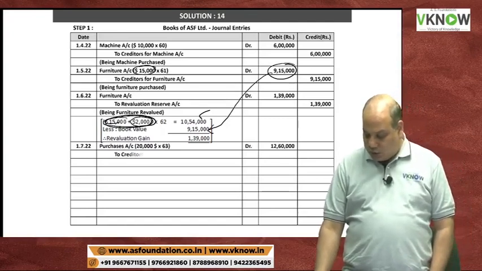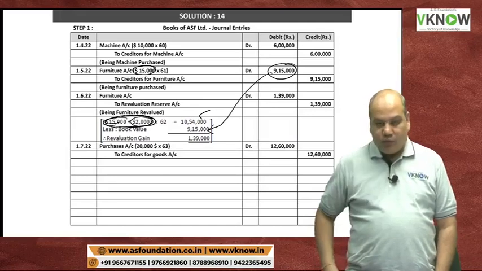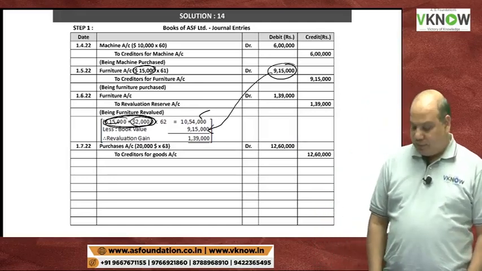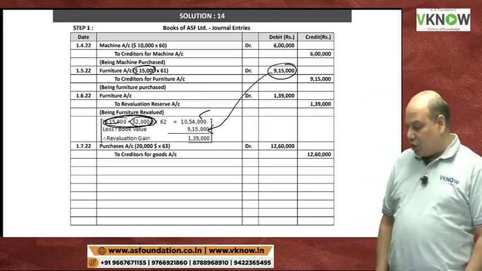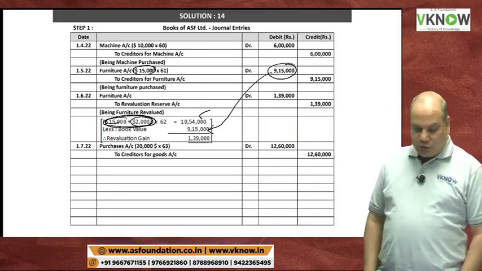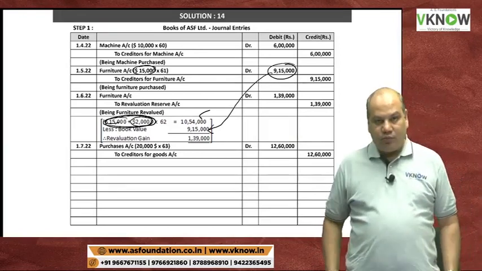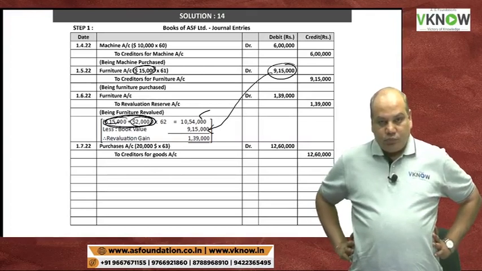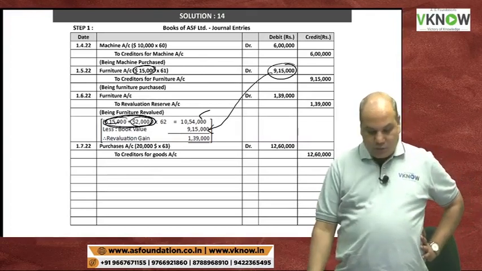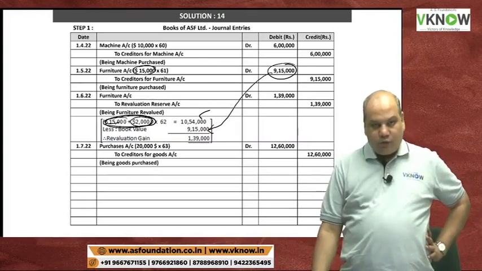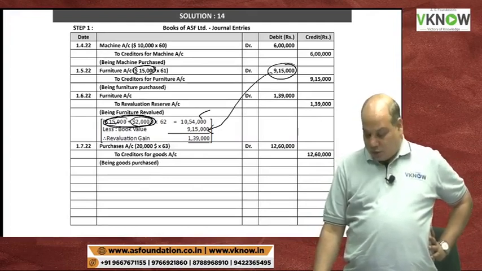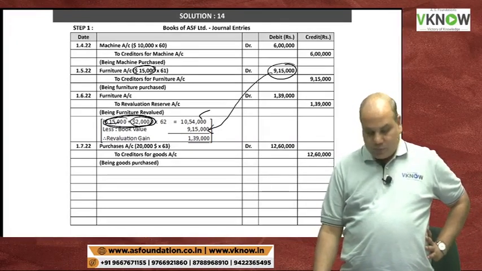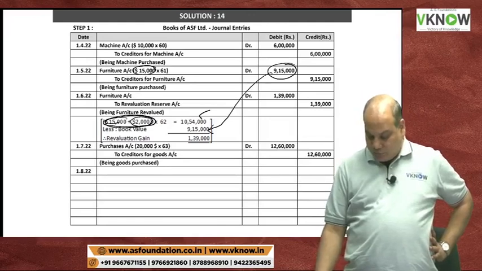On 1st July, it is easy. We have purchased goods on credit. $20,000 into 63. Come on. $20,000 into 63 is 12,60,000 to creditor for goods. 12,60,000 being goods purchased.